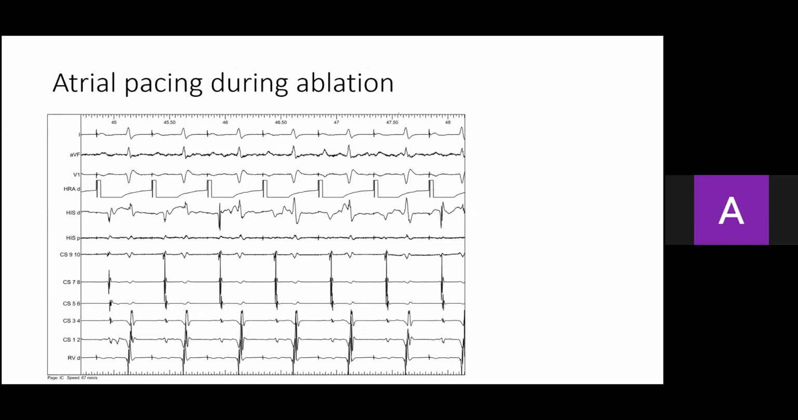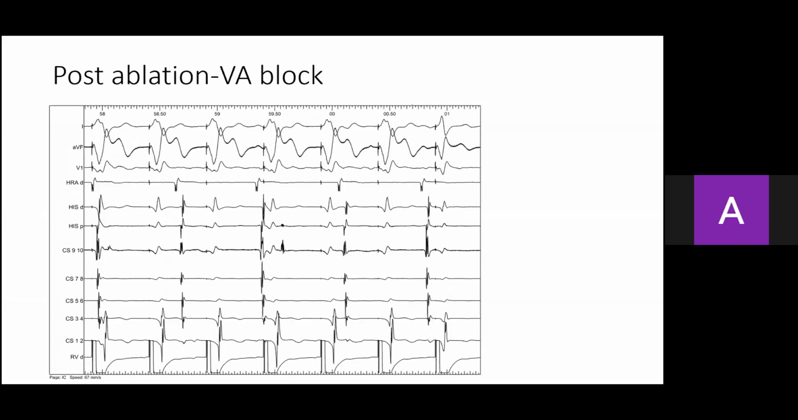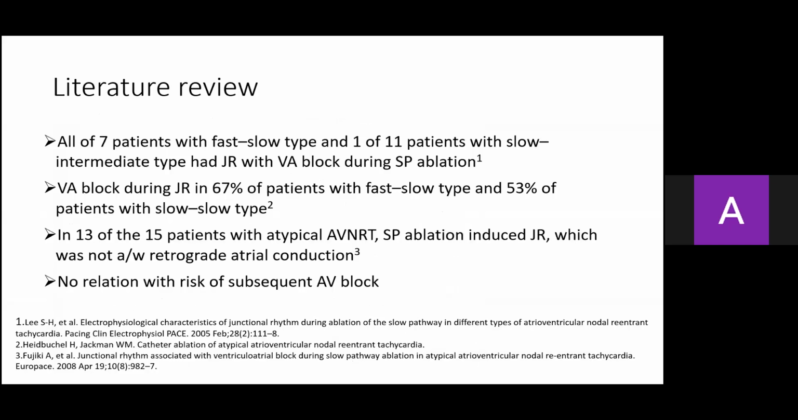Post-ablation measurements were normal. PR was 190 milliseconds. AV Wenckebach was seen at 320 milliseconds, and ERP was at 600/260. The tachycardia was not inducible with atrial extras with isoprenaline, and no features of dual AV node physiology were seen. V pacing was done post-ablation, and VA conduction was absent. So, summarizing, this patient with dual AV node physiology had induction of atypical AVNRT, slow-slow type. During slow pathway ablation, junctional rhythm was observed with VA block, and VA conduction was absent after slow pathway ablation.